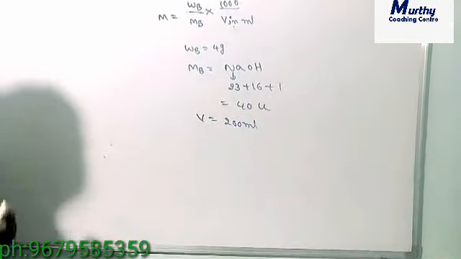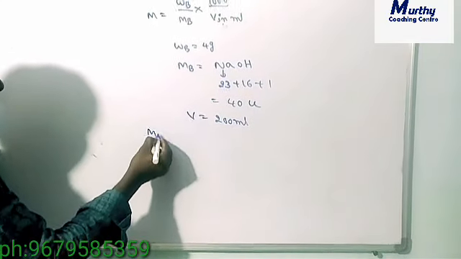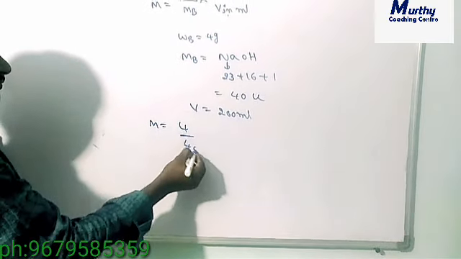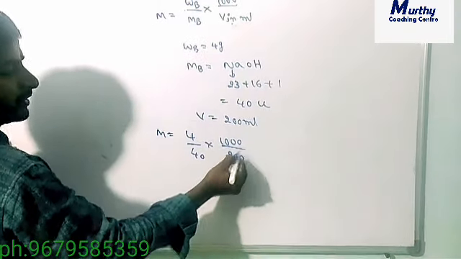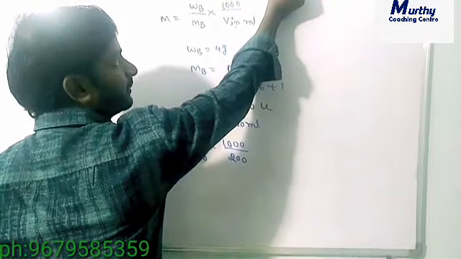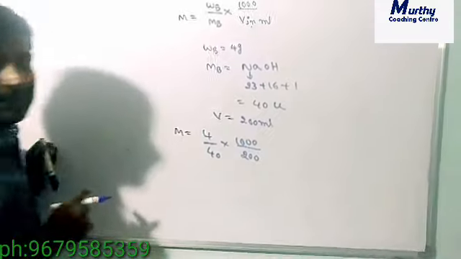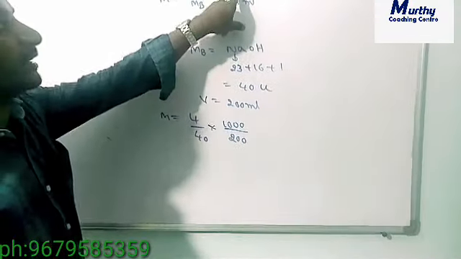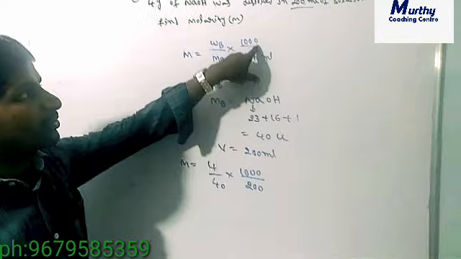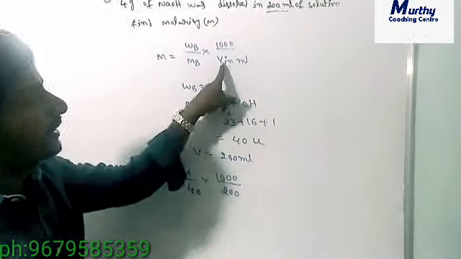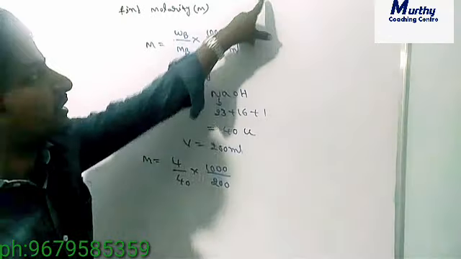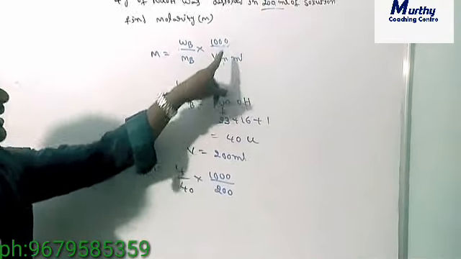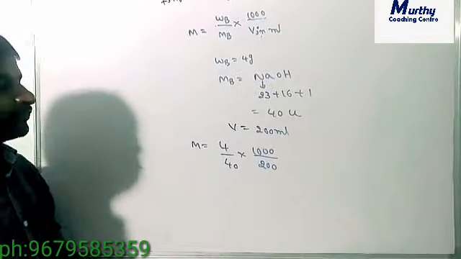Now we have to put the values in the molarity formula. M is equal to 4 by 40 into 1000 by 200. In the formula, if they are given in liters, you have to convert it into milliliters. Otherwise you can take the 1 here. समझ में आया? अगर क्वेश्चन में लीटर में दिया है तो डायरेक्ट इधर लीटर में पुट कर सकते हैं, तब ये 1000 लिखने की जरूरत नहीं. अगर मिलीलीटर में दिया है तो ऊपर ये 1000 लिखना, मिलीलीटर में सब्स्टिट्यूट करना है.